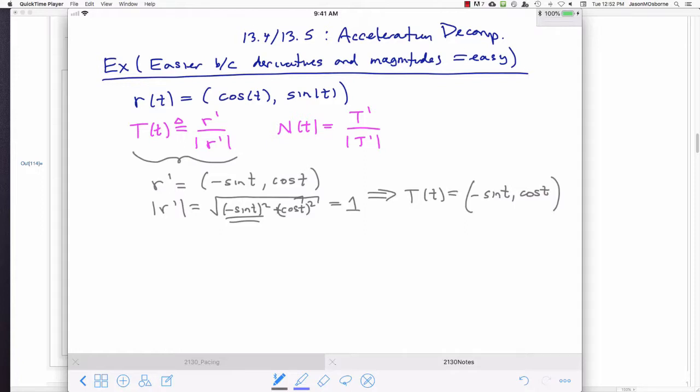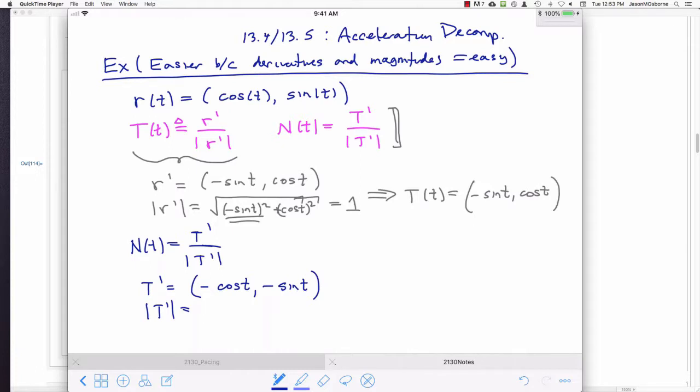Okay. To find N, we need to use this formula, okay, N of t is T prime divided by the magnitude of T prime. So to do this, I first need to find T prime. T prime is derivative of sine is negative cosine. Derivative of cosine is negative sine. There's T prime. The magnitude of T prime, okay, will also come out to be 1. Okay, that's a nice feature. That this magnitude is so simple makes this problem easy. Okay, so the normal vector N is negative cosine of t, minus sine of t.